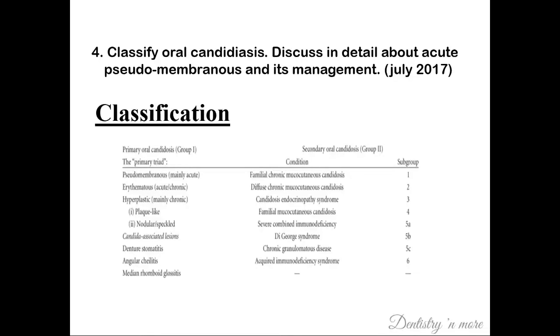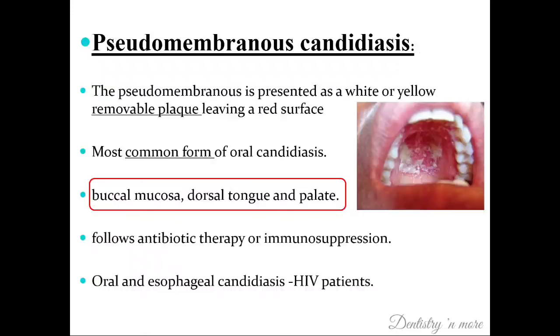candidiasis. Under that, you have all the systemic conditions such as familial chronic mucocutaneous candidiasis, diffuse chronic mucocutaneous candidiasis, candidiasis endocrinopathy syndrome, severe combined immunodeficiency, DiGeorge syndrome, chronic granulomatous disease, then acquired immunodeficiency syndrome. So these come under secondary candidiasis.